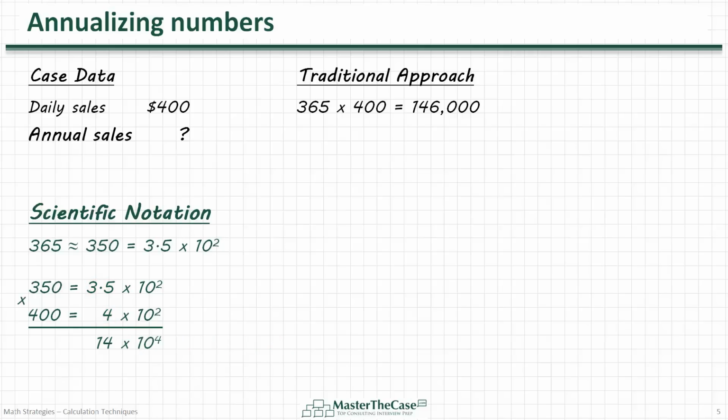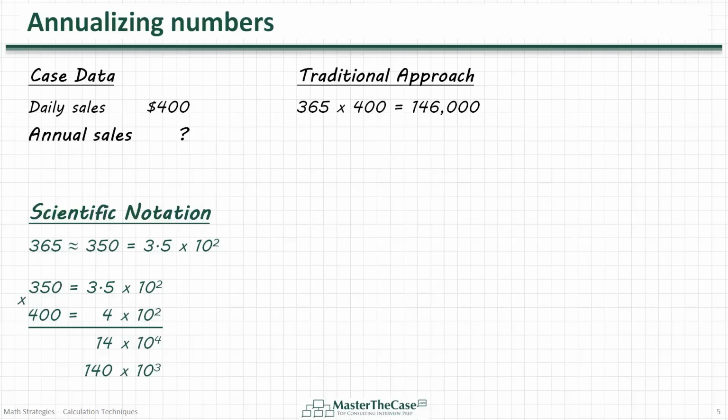Now, recall from the previous tutorial section that we ideally want our exponents to be in the 3rd, 6th, or 9th power. In contrast, our answer is in the 4th power. So, we'll transfer one zero from the exponent to the base figure in order to get a more friendly expression. 140 times 10 in the third, which equals 140,000 of annual sales.